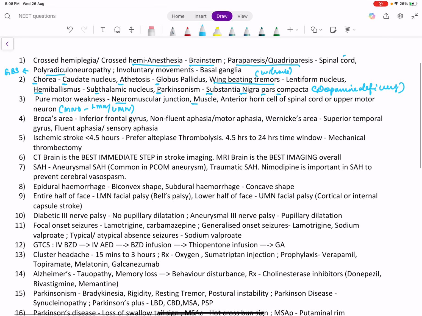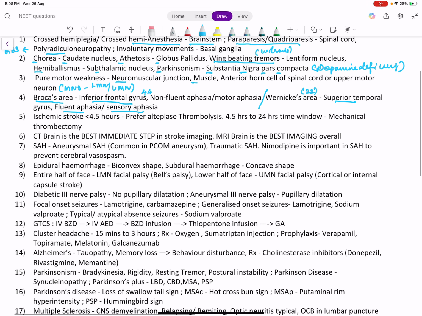Now, about the cerebrum. Broca's area is present in the inferior frontal gyrus. It is area number 44. A problem with Broca's area causes motor aphasia or non-fluent aphasia. Wernicke's area is area 22, which is present in the superior temporal gyrus. A stroke or a problem here will cause fluent aphasia or sensory aphasia. It is a problem with comprehension, whereas Broca's aphasia is a problem with word output or fluency.